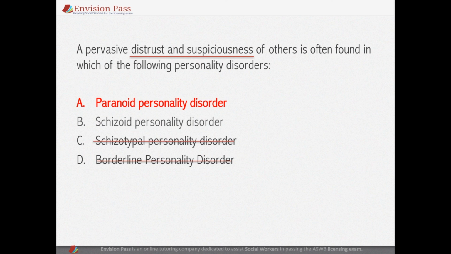Schizotypal has a pervasive pattern of social and interpersonal deficits marked by acute discomfort with reduced capacity for close relationships. They also have distorted thinking and perception and eccentric behavior. And schizoid has a pervasive pattern of detachment from social relationships and a restricted range of expression of emotions in interpersonal settings.